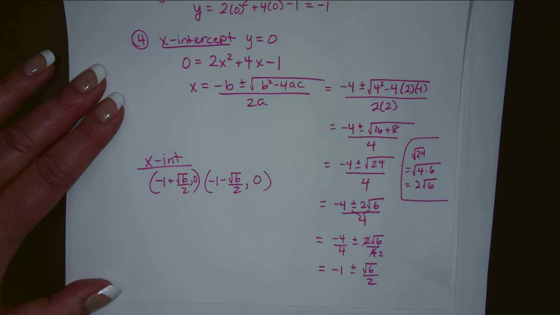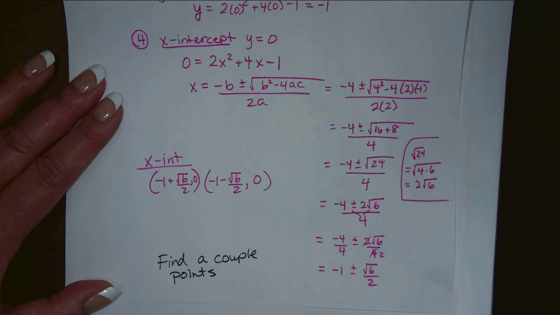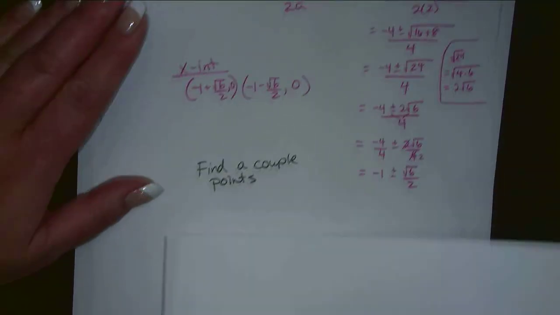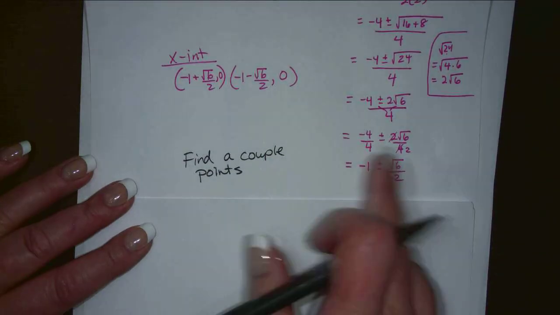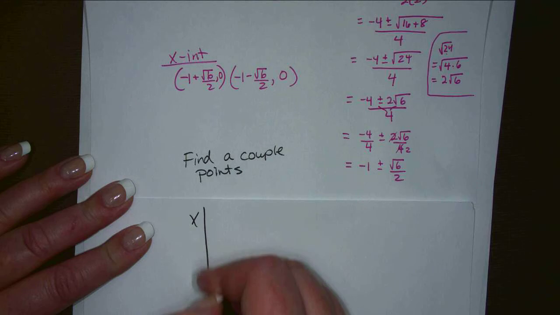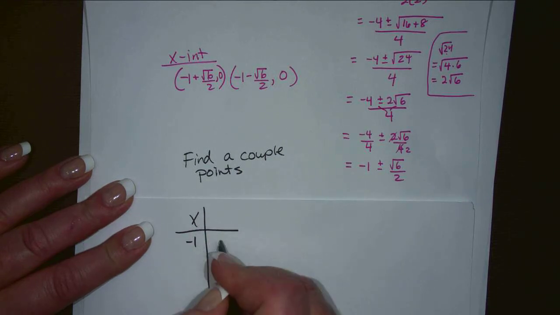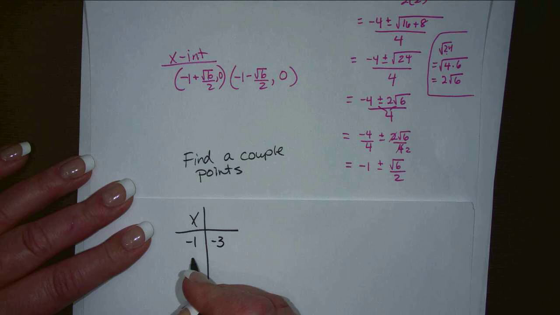We know the vertex, so we're going to find a couple more points. The reason I'm doing that is that that doesn't work out very nice. So I'm just going to add another point in here. You don't have to do that; you could estimate what that is. What's our vertex? -1, -3. And we have a point 0, -1.